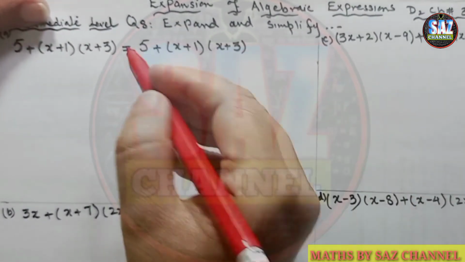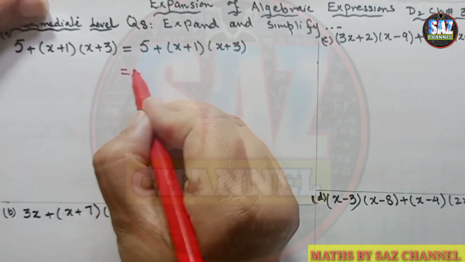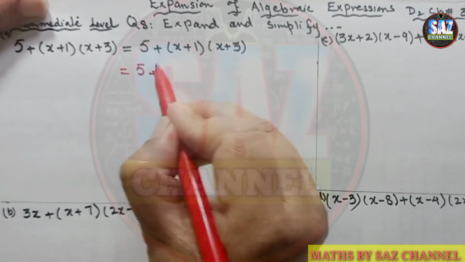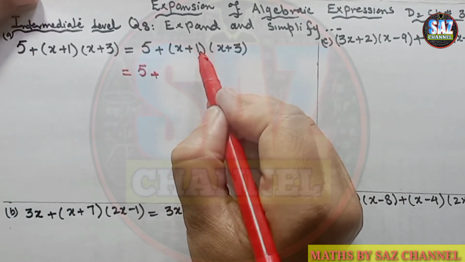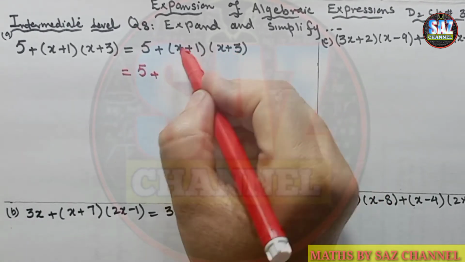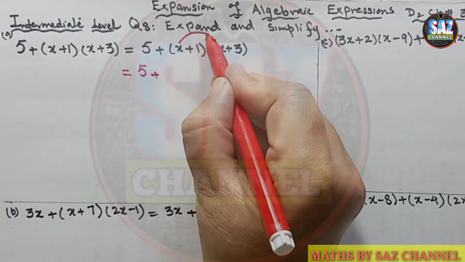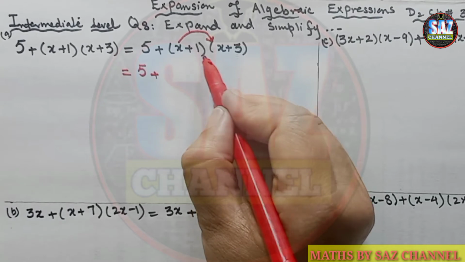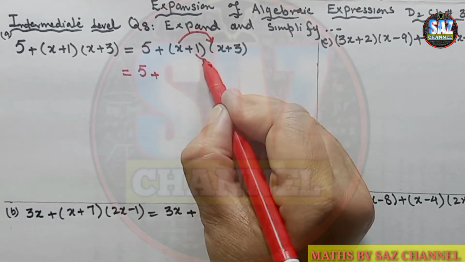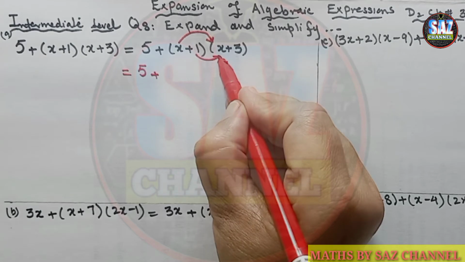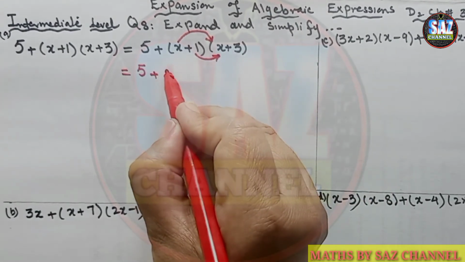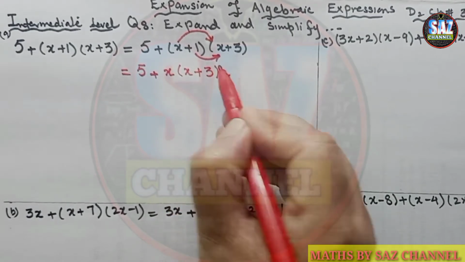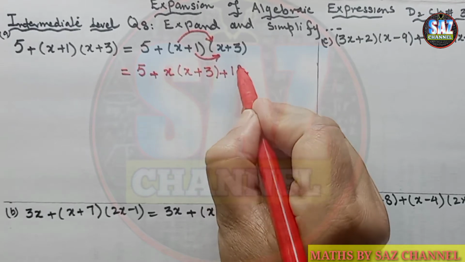So I've written the question for you, and we can see that 5 is a single term, so I'm going to copy it as it is. Then plus, now x plus 1 is multiplied by x plus 3. Recall the previous lesson: take the first term of the first bracket and multiply it with the whole of the second bracket, and repeat the process for the second term of the first bracket. Now the question will take the form x into (x plus 3), plus 1 into (x plus 3).